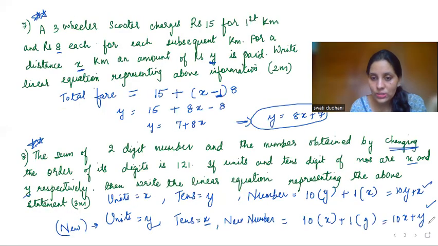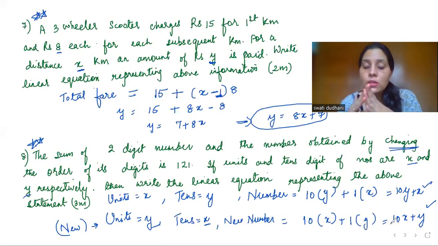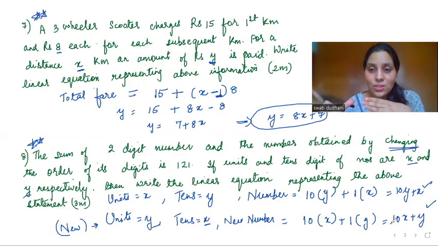So let's see the question again. Write the linear equation representing the above statement. I hope this is clear. So firstly, you will find the digits, units and tens digit, which is already given in the question. And then you will find those numbers, 10y plus x and 10x plus y. And then read the question again and frame the equation. All right, I hope this is clear. It's a very important question.